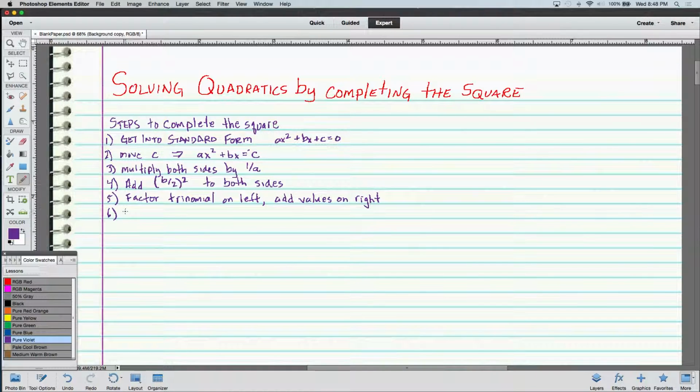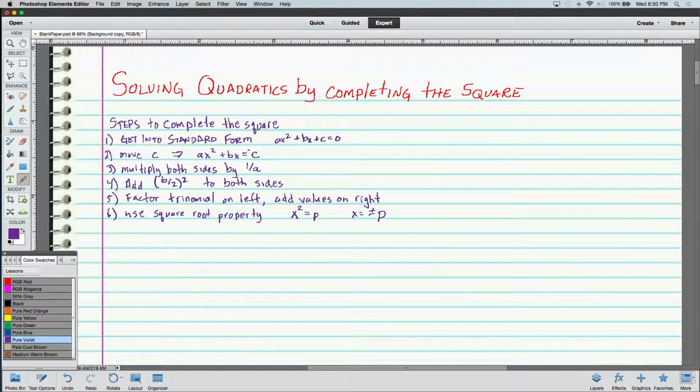Step number 6, we are going to use the square root property. That is when we have x squared equal to p. If x squared equals p, then x is going to equal plus or minus the square root of p. We're just taking the square root of the left side and the square root of the right side, and then we're going to solve the equation.